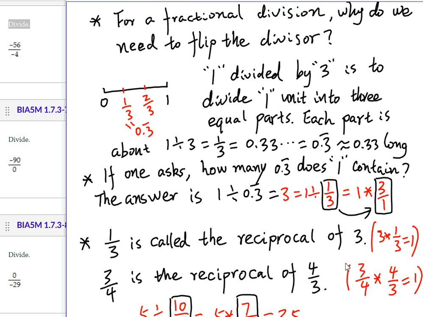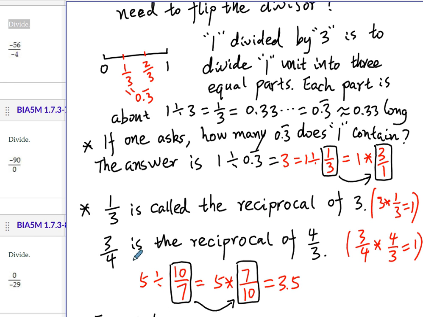Okay, here then we got a name. We know 1/3 is called the reciprocal of 3. It's basically 3 times 1/3 is 1. So if you got 2 numbers, one number times the other, you get 1. Then one number is called the reciprocal of the other.